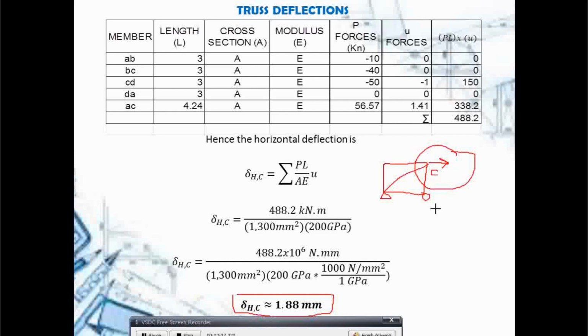But, if in case, ang lumabas dito is negative 1.88, ang magiging deflection mo ngayon is to the left siya.